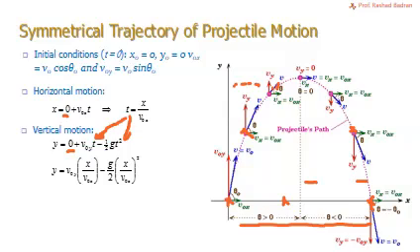In this case, we can get an equation for the path of the projectile by substituting t, obtained from the x motion, into the y equation. And the equation here turns out to be this one. This is an equation of a parabola, and this is an equation for the projectile motion of a symmetric trajectory.